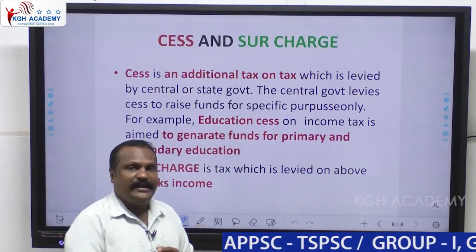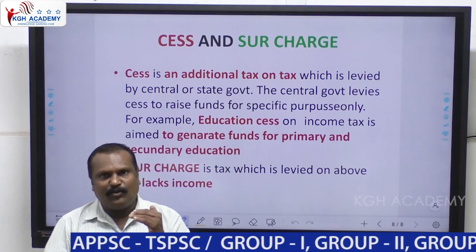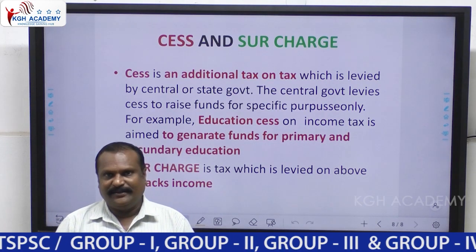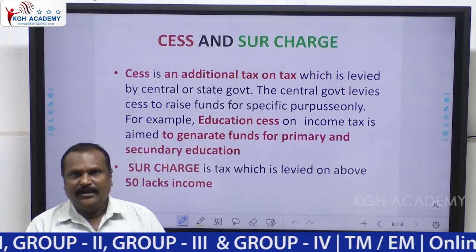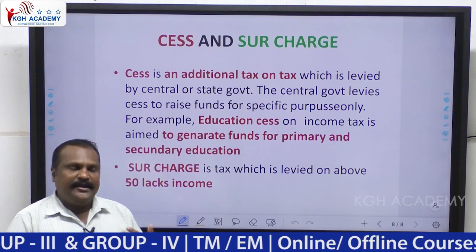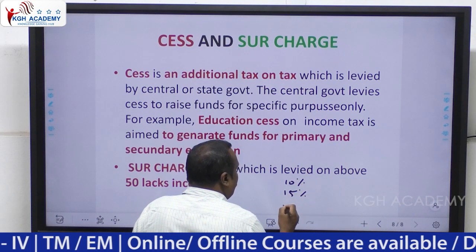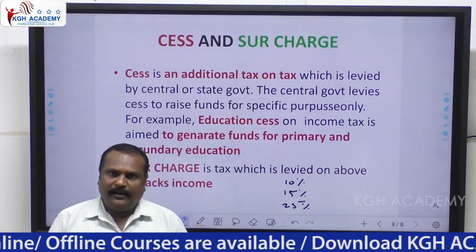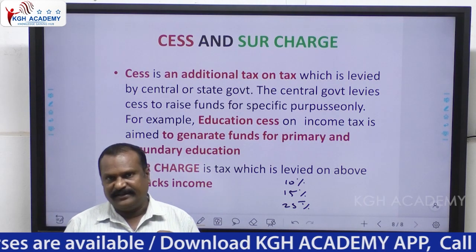Then come to the surcharge. Surcharge is a tax which is levied above 50 lakhs income. If any person gets an income of more than 50 lakhs, then he has to pay the surcharge or surtax. So cess is compulsory for all kinds of income taxpayers. Cess is 4%, surtax is 10%, 15%, and 25%. So the minimum surcharge is 10%, the maximum is 25%, whereas cess is 4%.